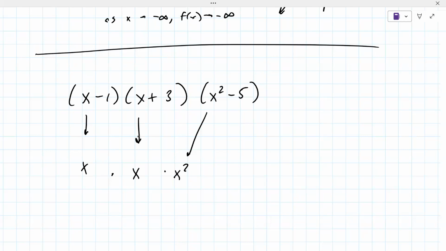Wait, so then what happens to the negative 1, positive 3, and negative 5? You don't care about them. The point is you don't care about those. Oh, so you just take the x, whatever exponent is attached to it. Yeah. Okay.